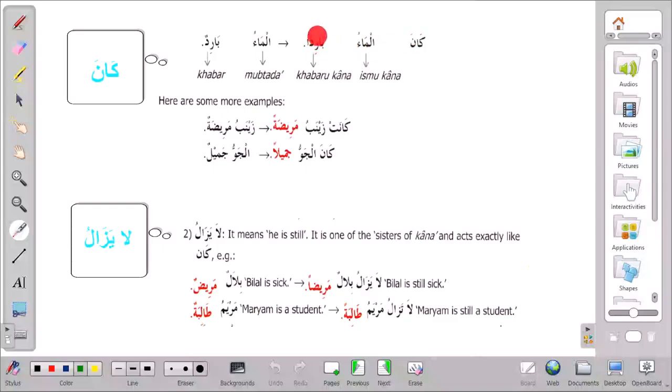Of course, as kana has come, there will be a little grammatical change. So that's what we are going to look at. If kana is added to a sentence, what are the grammatical changes that happen? So please observe, there are two things, like inna. If you can remember, we said inna has an ism and a khabar. So we have ismu inna and khabaru inna. Example, if I say inna allaha azizun.